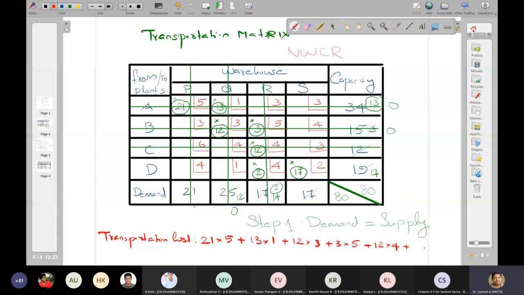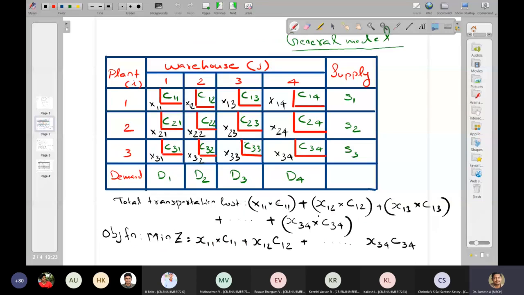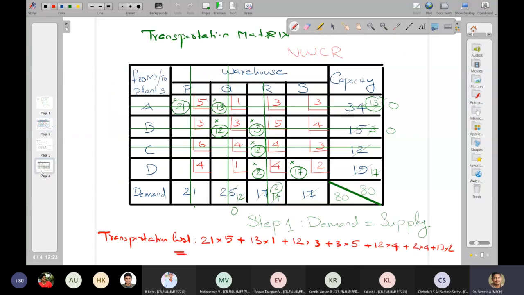If I take the others, there is no allocation, so that will be 0 into 3 plus 0 into 3, again 0 into 3, 0 into 4. Likewise you can add, but that does not add any value, so I didn't take that into account. That is how we calculate the transportation cost, X11 into C11. C11 is already given, X11 is the allocation, whatever we are providing. So only the allocated cells I need to take into account. For the unallocated cells, the net value will be 0, so I can avoid it.